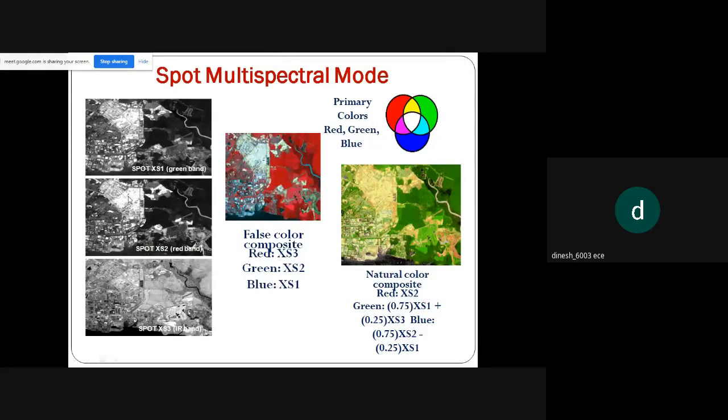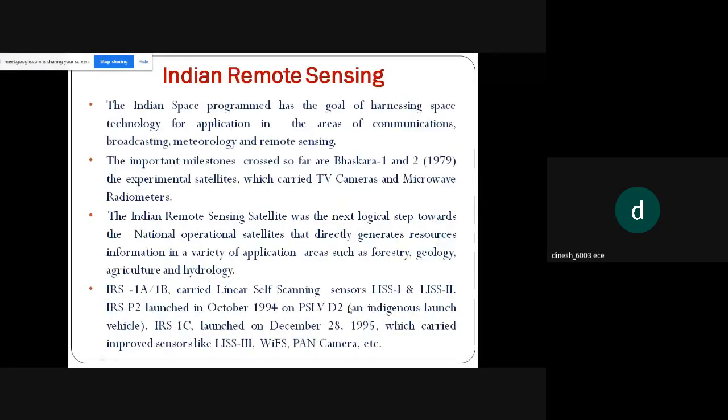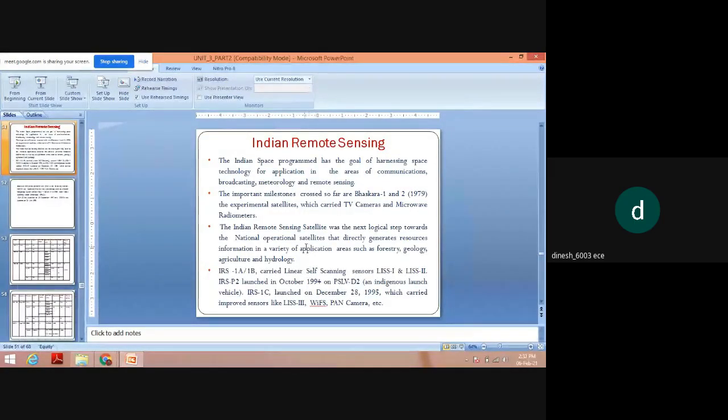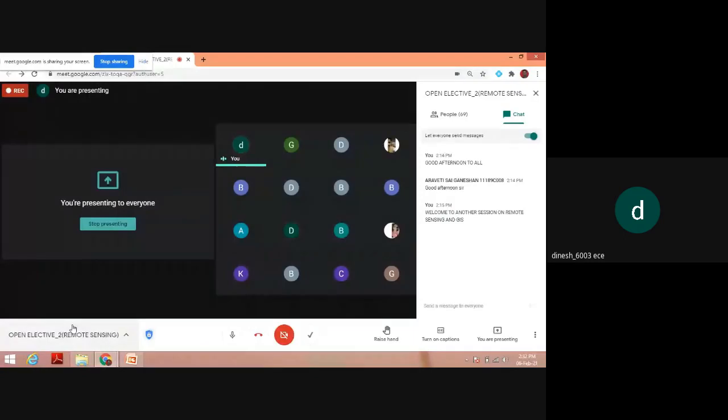For the same area, if you take a false color composite, you will get a structure like this. And if it is a natural color composite, it will look like this. All these are the same area, taken in different bands. So any queries on Landsat and Spot, you can type in the chat box so that we can proceed further into the IRS, Indian Remote Sensing. Any queries, type in the chat box.